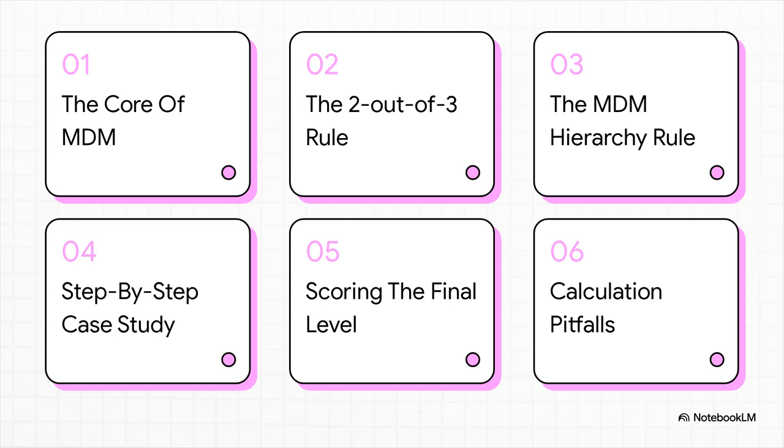All right, let's look at our roadmap. 1. The core of MDM. 2. The 2 of 3 rule. 3. The MDM hierarchy rule. 4. A step-by-step case study. 5. Scoring the final level. And 6. Common calculation pitfalls.